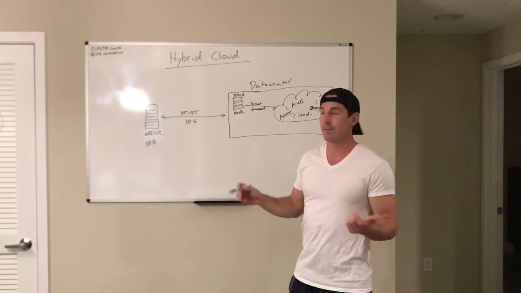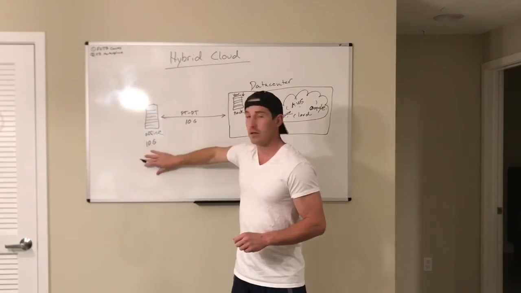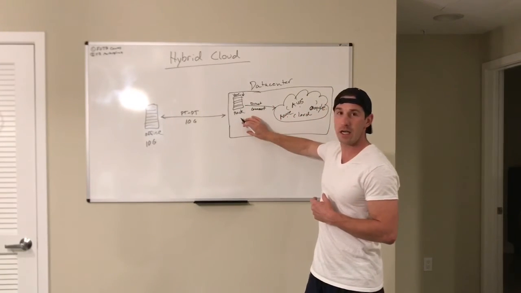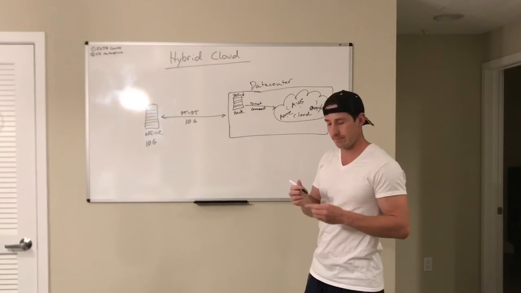So, quick recap, hybrid cloud model is on-premise data center mixed with a co-location presence to do a cloud deployment.